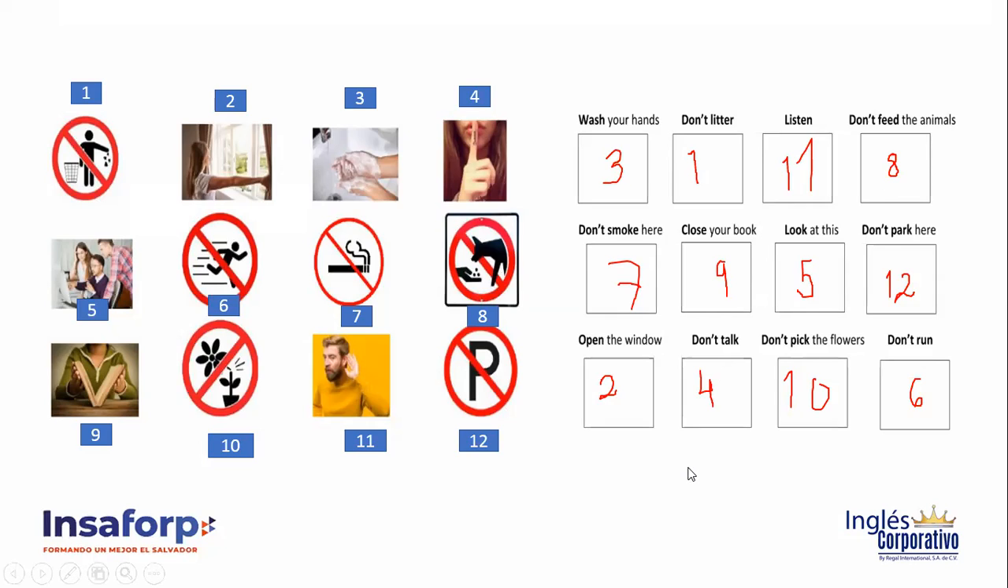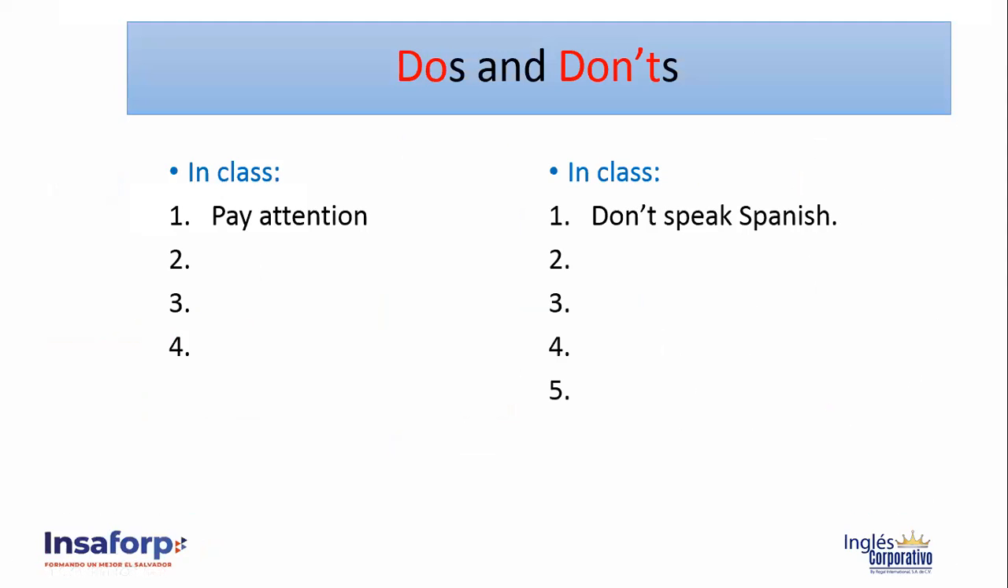Okay, now guys, I'm gonna assign you in small groups, and you will talk about do's and don'ts. Things that you have to do in class and things that you don't have to do in class. For example, in class, pay attention, do your homework, participate, turn on your video, or don'ts, for example, don't speak Spanish, don't use the phone in class. You can say at least three and three, okay? And in your groups, you are going to talk about that.